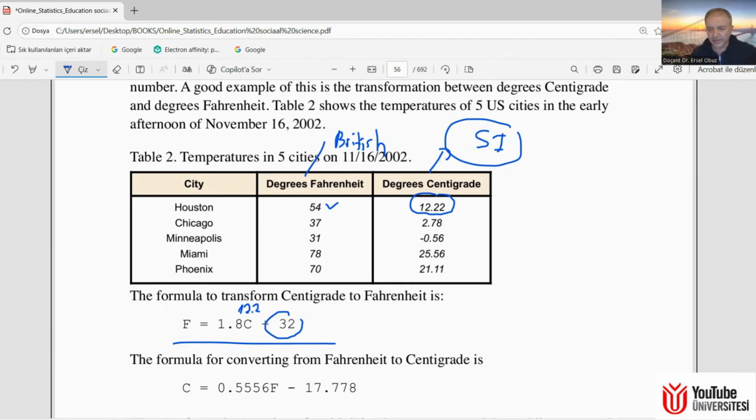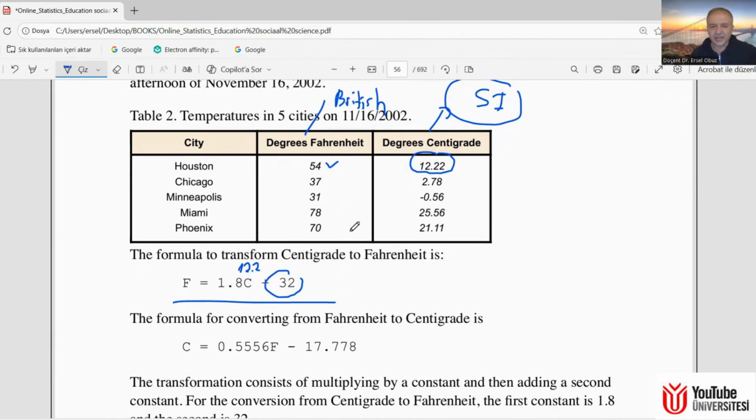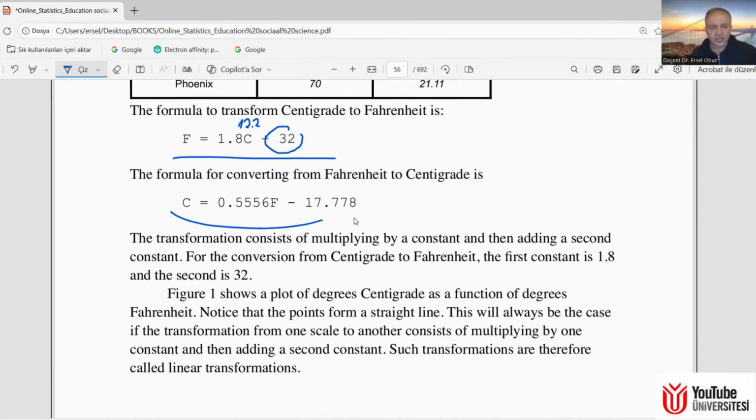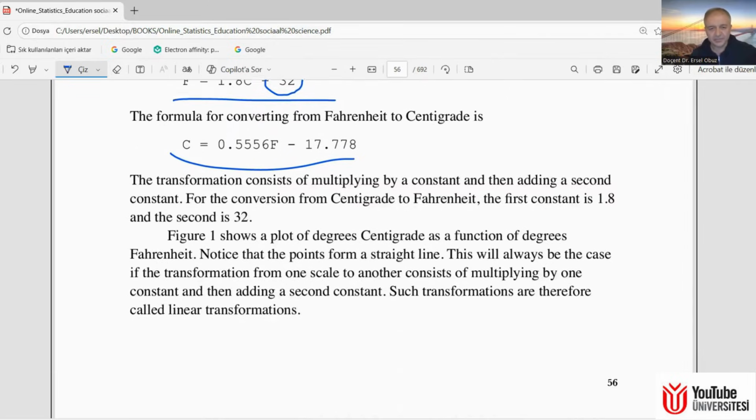International. Okay. So the British and Americans, they are really familiar with the Fahrenheit. They are not really that familiar with the degrees centigrade. Okay. And then also you can have another formula. This is the centigrade to Fahrenheit. This is the Fahrenheit to centigrade. Nothing really fancy about it. Okay.